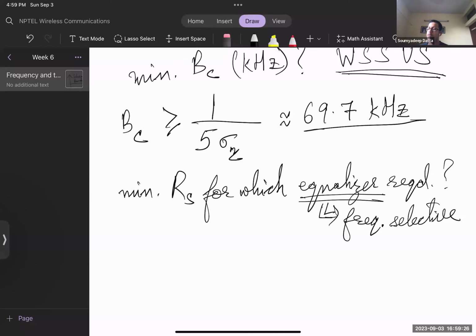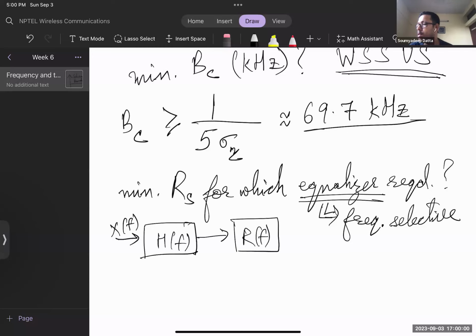So what does an equalizer do? When the channel is unequal in different frequencies, at the receiver we have to do some adjustment so that the unequal value is balanced. If you have some signal X of F passing through channel H of F, so this is a very crude diagram, before you actually receive it as Y of F, you pass it through an equalizer, let's say E of F, where, this is basic digital communication, E of F is roughly equal to 1 by H of F. So you are trying to cancel off the impact of the channel.